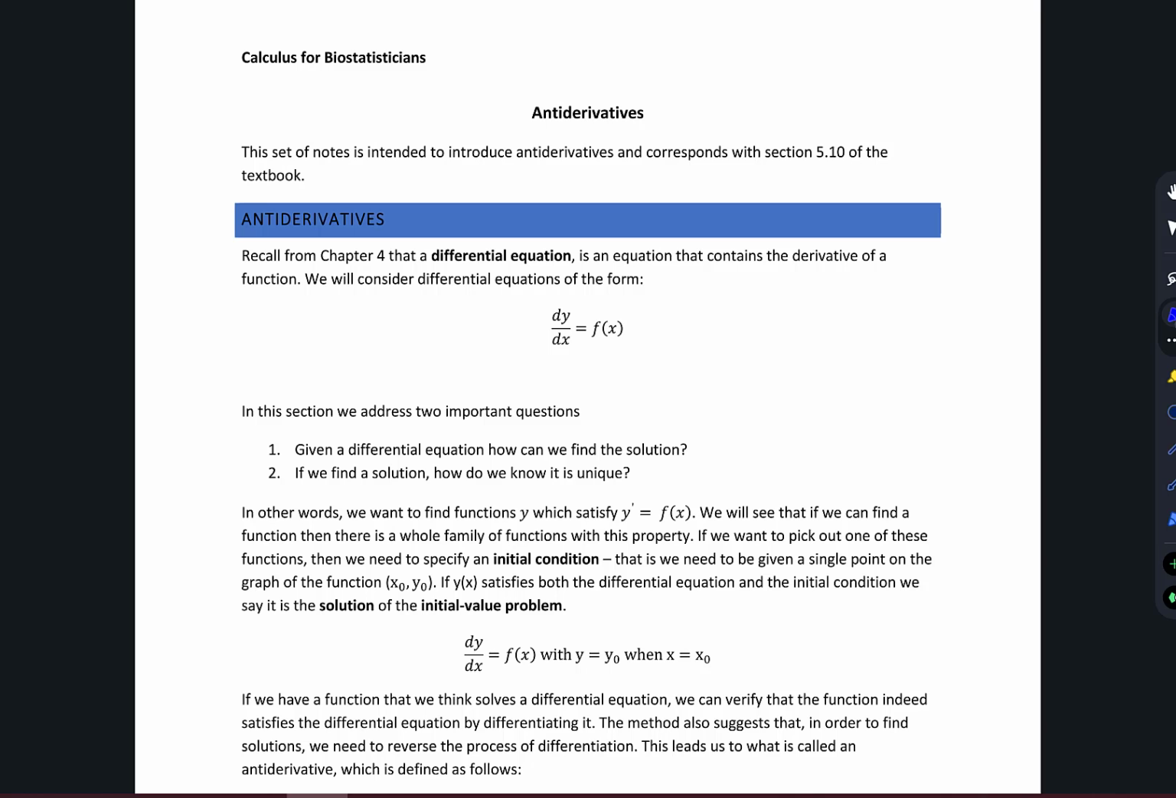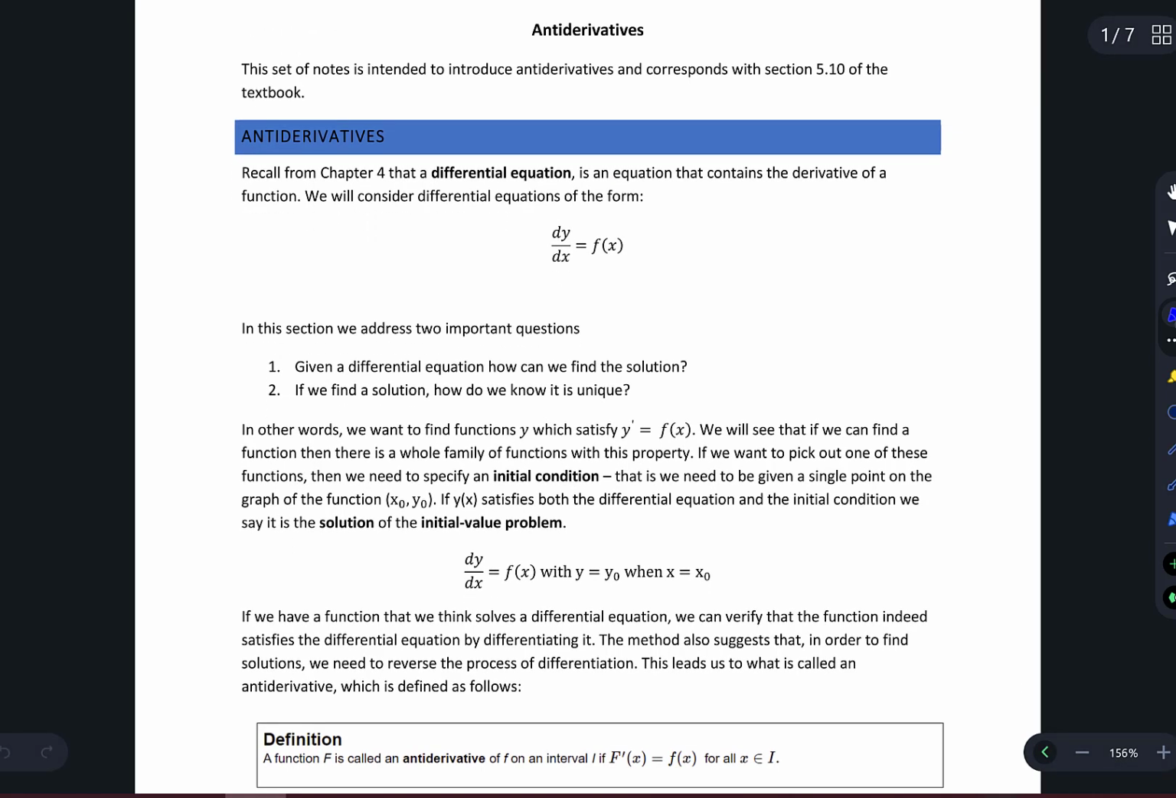This set of notes is intended to introduce the idea of an antiderivative and corresponds with section 5.2 of the textbook. So recall from chapter 4 that a differential equation is an equation that contains the derivative of a function. And so we're going to consider differential equations of this form. And so let's look at the left-hand side and the right-hand side of this equation and see what this tells us.